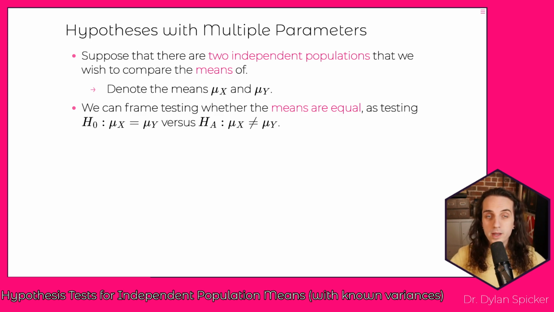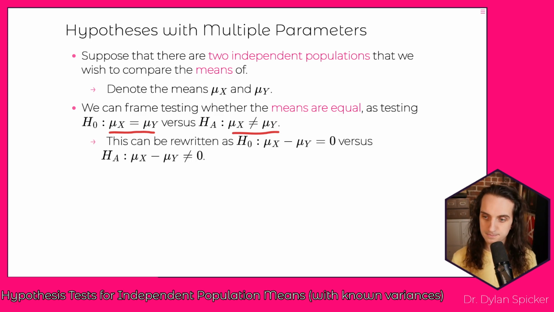Right? Then what we can do is we can actually frame our hypothesis test as testing, is the mean of x equal to the mean of y? So is mu x equal to mu y? Right? The alternative in this case would be that mu x is not equal to mu y. So that's ultimately the hypothesis that we want to test.